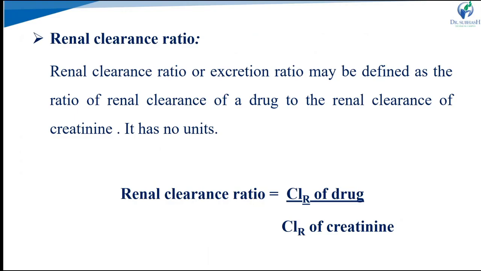Another terminology is the renal clearance ratio. Renal clearance ratio or excretion ratio is defined as the ratio of renal clearance of a drug to the renal clearance of creatinine. So there is no unit. The equation: renal clearance ratio is equal to clearance of drug divided by clearance of creatinine.